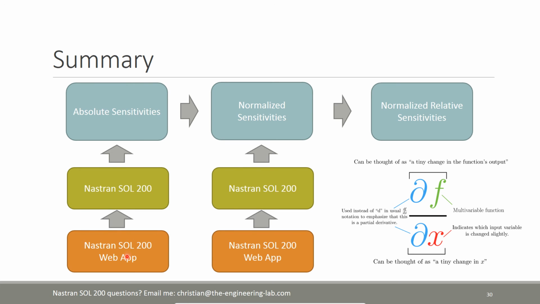We went through the use of the web app to create our design model. We then did a small modification to prompt Nastran to create our sensitivity coefficients. We went through 3 types of sensitivity coefficients. We went through absolute sensitivities, which retain our units, normalized sensitivities, which are the same sensitivity coefficients, but they've been normalized with respect to the design variable. And then the last type, normalized relative sensitivities, which don't have any units and allow us to really make good comparisons between all the sensitivities.